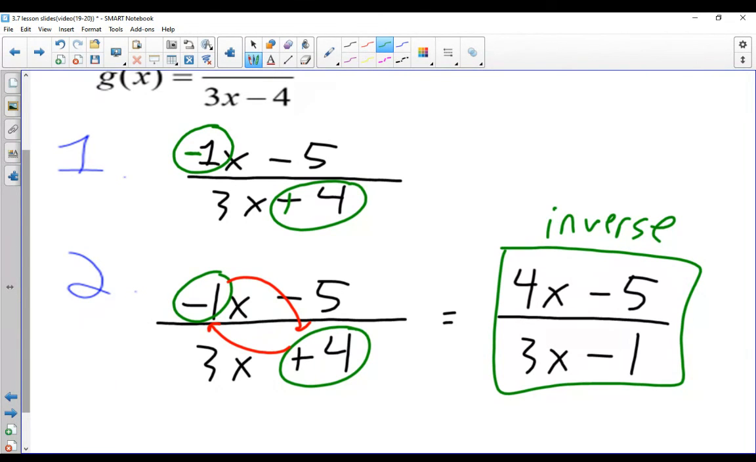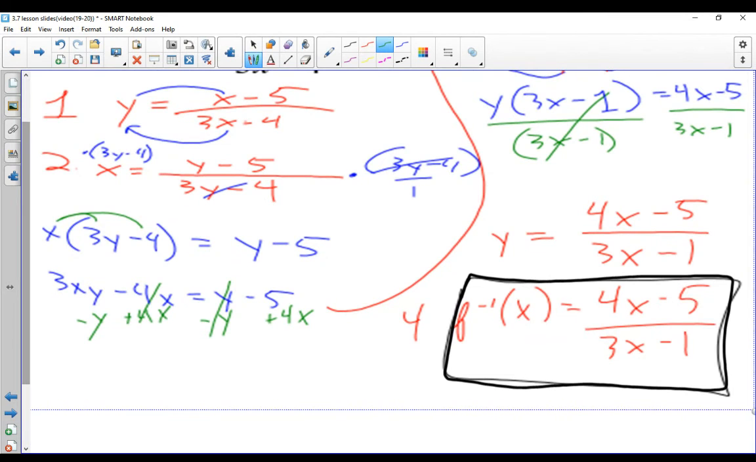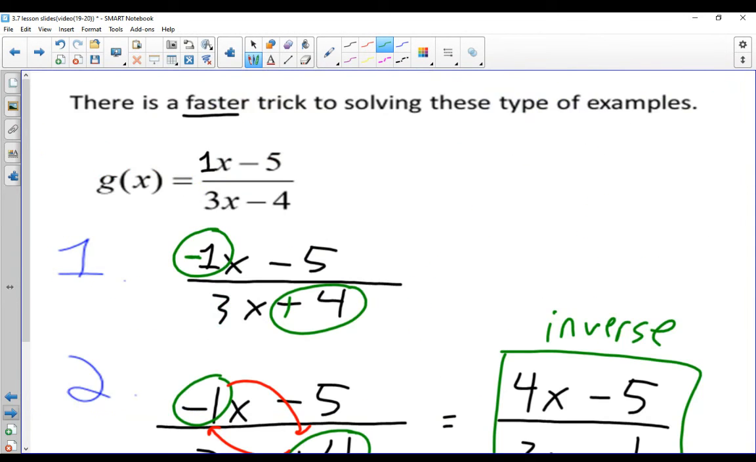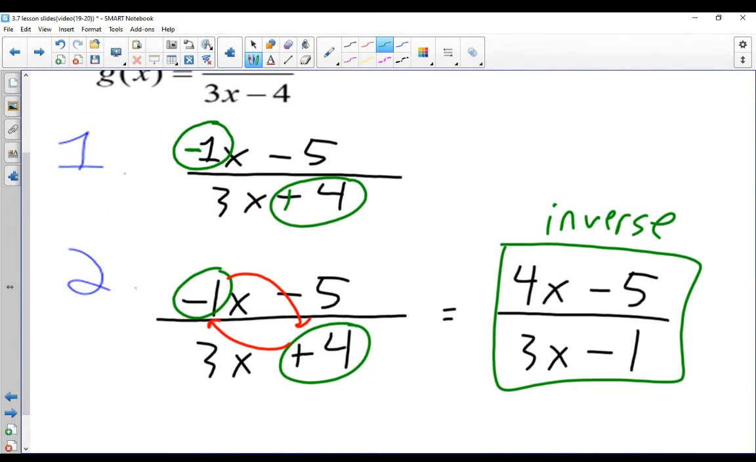Look at the previous slide. 4x minus 5, 3x minus 1. You get the same answer the long way, you get the same answer the short way. Booyah! So, you got two ways to do it. You can do the long way if you choose, or you can try the short, quick, fast, I'm done way. You pick, you decide. But let's do one more of these just so you get the feel.